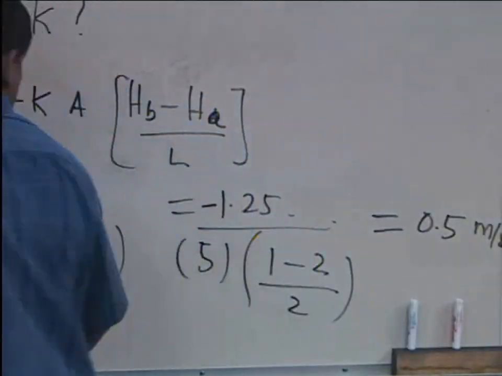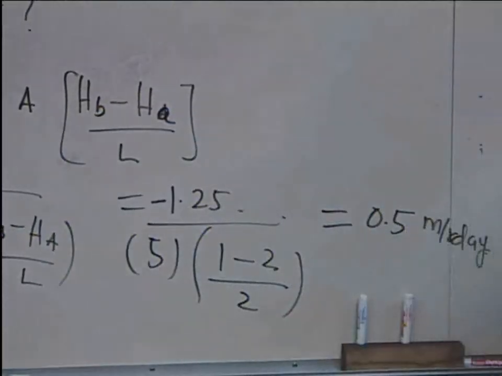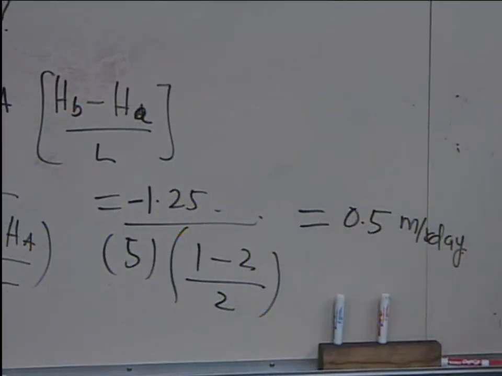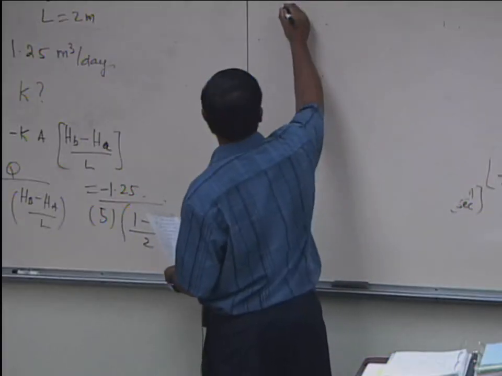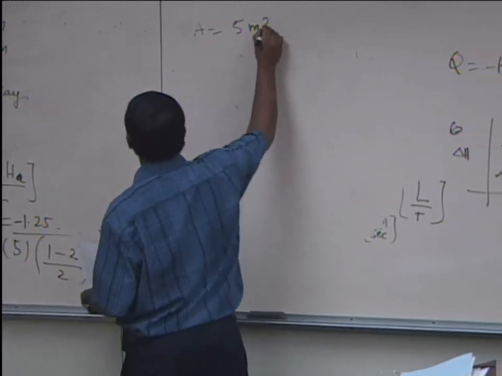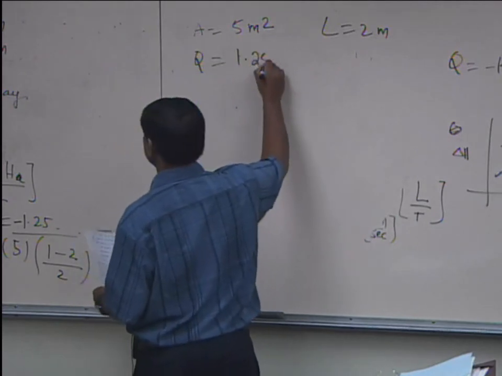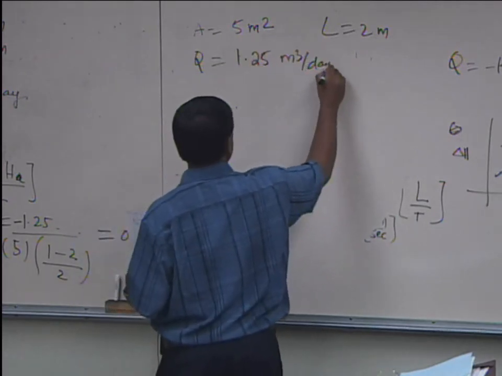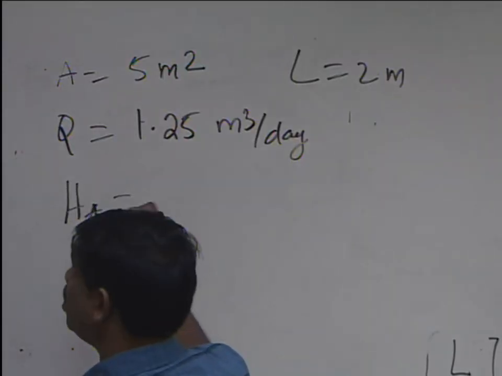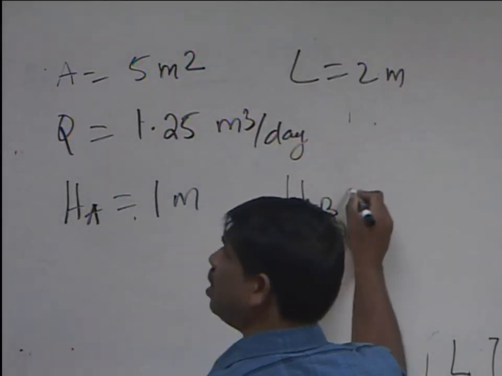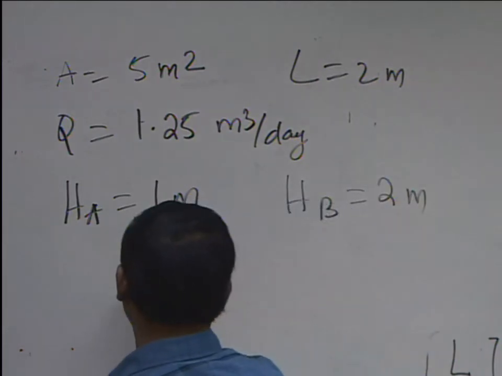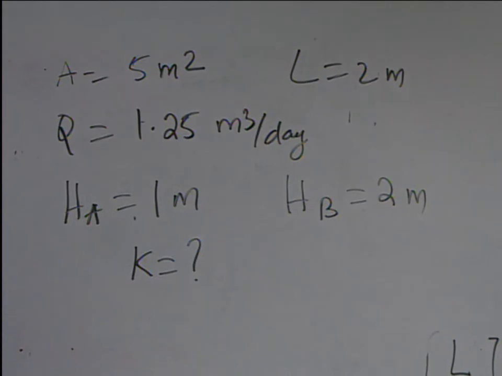Now, she just wanted to confuse you guys, and she said, well, I'm going to do another experiment. She did another experiment. Everything was the same. So it's the same column, A equal to 5 meters squared. Length is equal to 2 meter. And she even pushed the same flow. But she said, well, my HA is 1 meter, HB is equal to 2 meter. What is my K? 0.25?